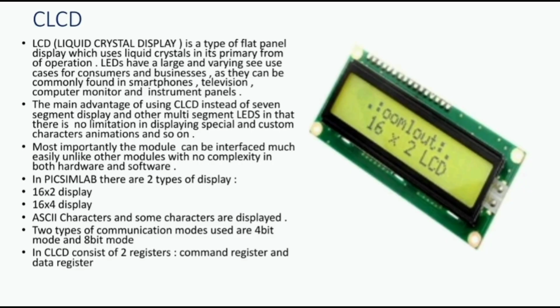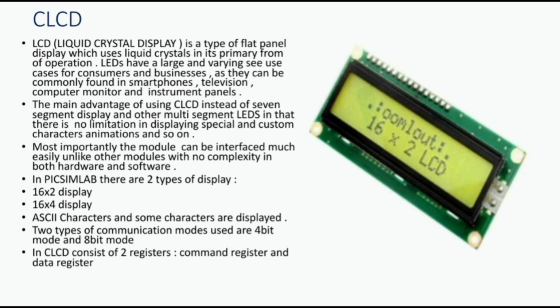So coming to a brief explanation of CLCD. LCD, liquid crystal display, is a type of flat panel display which uses liquid crystals in its primary form of operation. LCDs have a large and varying use cases for consumers and business, as they can be commonly found in smartphones, televisions, computer monitors, and instrument panels.